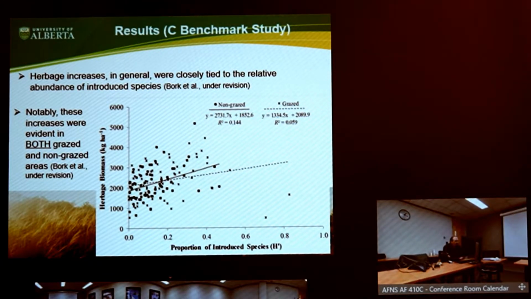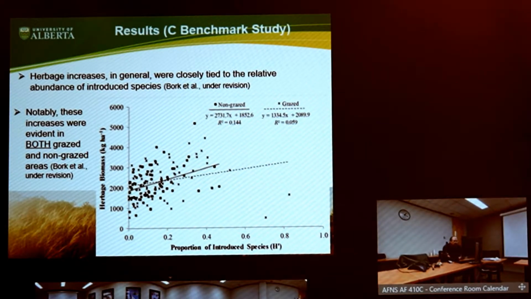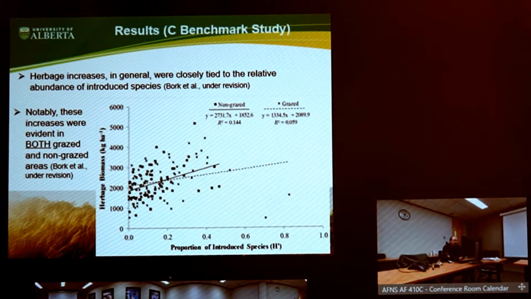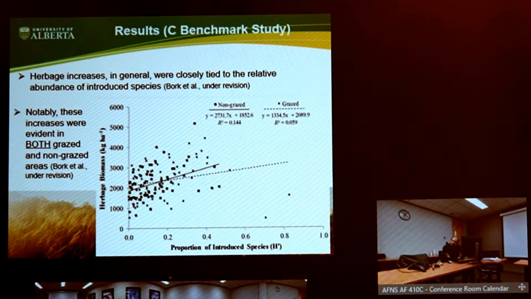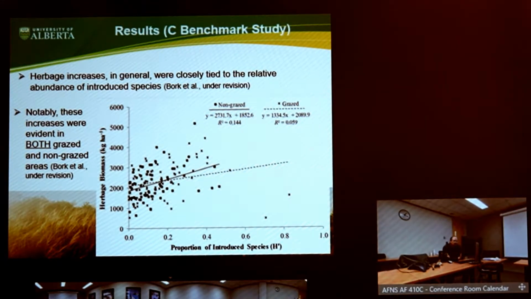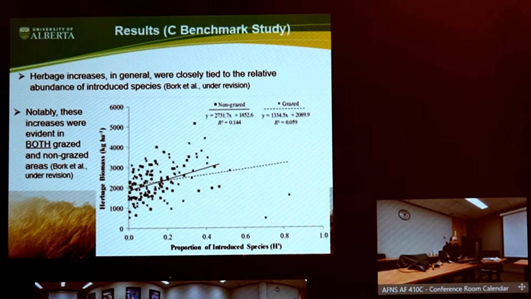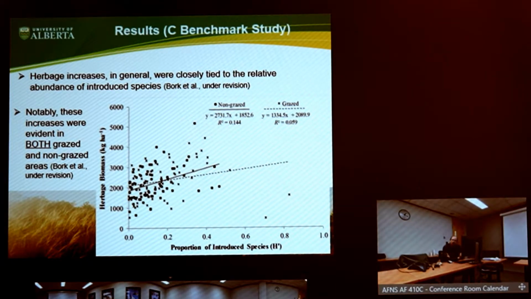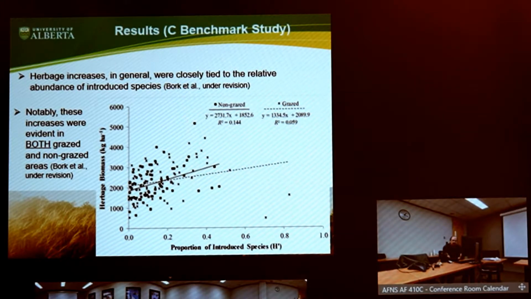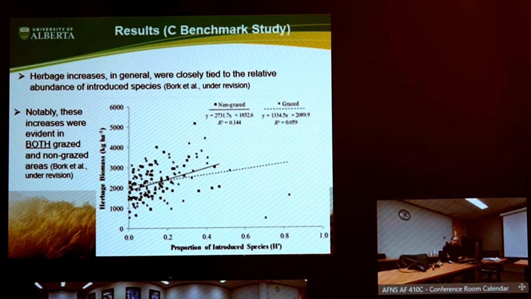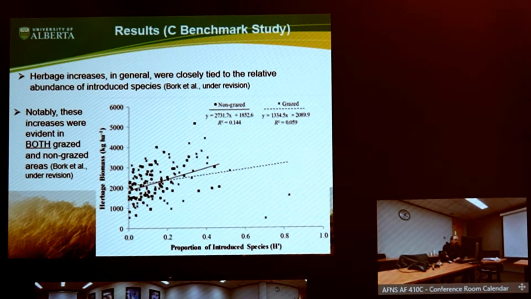So if we look at the relationship between herbage biomass and the abundance of introduced plant species, we see a general positive relationship between the proportion or the footprint of our introduced or exotic species and herbage biomass. And interestingly, this positive relationship occurred regardless of whether these grasslands are grazed or not. So it suggests that these introduced species may actually be adding not only through greater productivity, but that may translate into greater carbon stores within these systems.